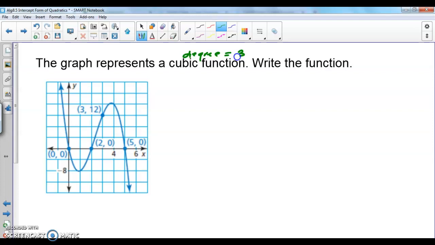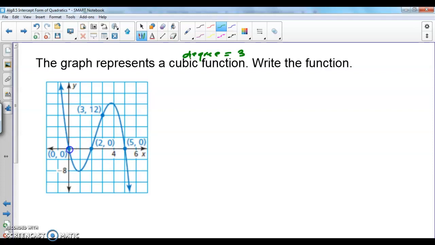So if you look at the graph, this can be described in a different way. They could say the 3 points on the graph are (0, 0), (2, 0), and (5, 0). And then here's another point, (3, 12), that lies on the curve, right? So all these points are x-intercepts, and we saw earlier that if they are x-intercepts, then they can be used to find the factors. So let's write a factor for each point.